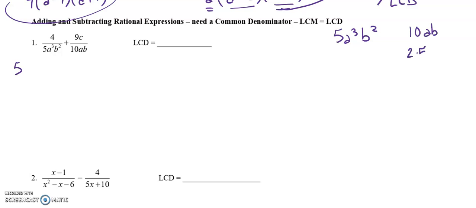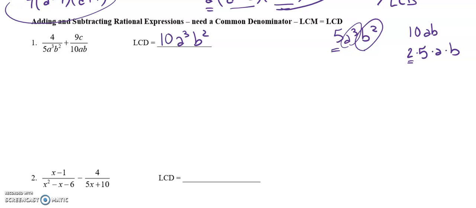For the 10, I'll need a 2, a 5, an a, and a b. If we remember from before, we chose the highest power on each of these. So a cubed is the highest power, b squared is the highest power, and then what number do I need? Well, I need a 5, I need a 2, and I already took the 5, so I will need a 2 and a 5.